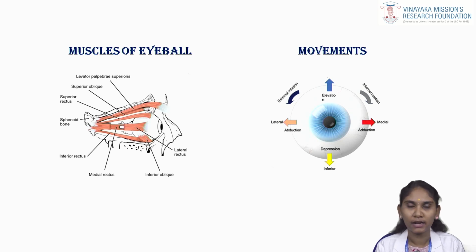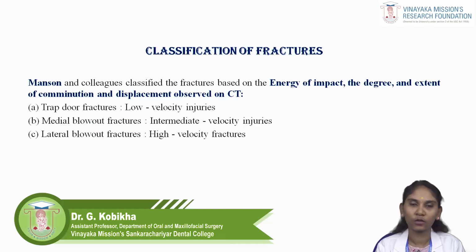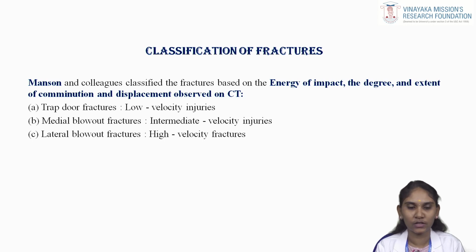If the muscles get paralyzed and the corresponding nerve is involved, you get squint. Okay, now we saw the anatomy. Now moving on to the classifications. There are a few classifications given by a few authors.